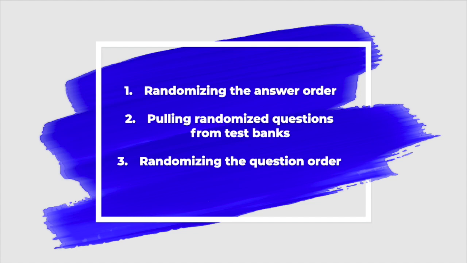being easy to cheat. We're going to walk through these 3 strategies by first talking about randomizing the answer order, then talking about pulling randomized questions from test banks, and finishing with randomizing the question order. But the strategy that I really want to emphasize, and the one that I think is the most powerful, is the second strategy, pulling randomized questions from test banks.